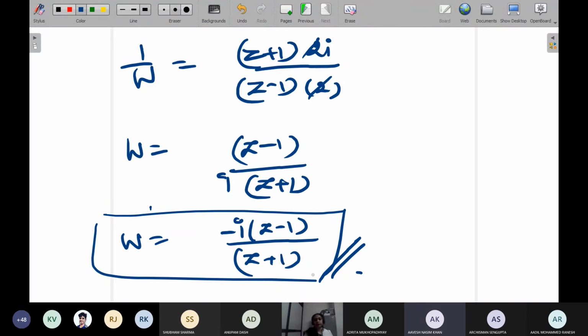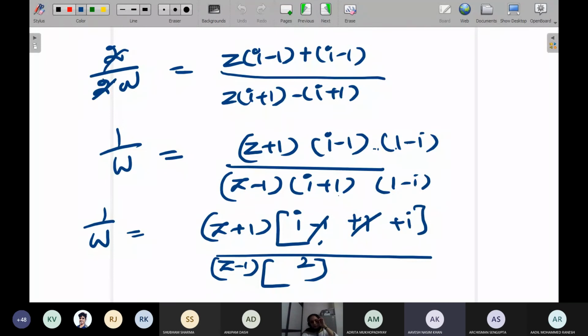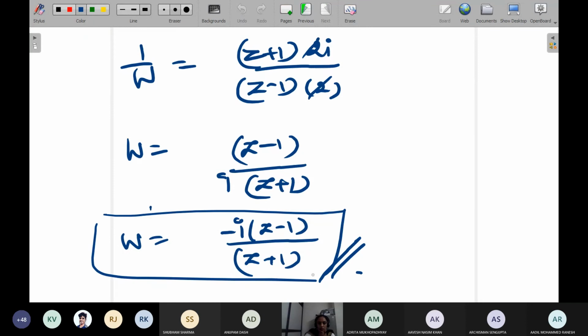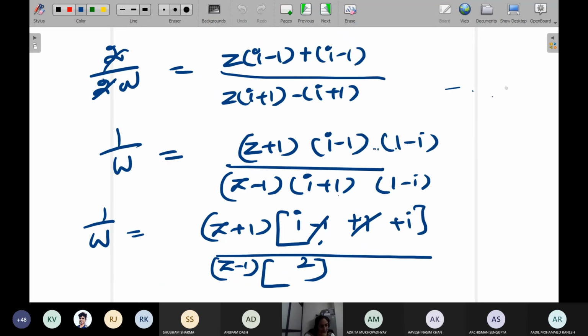Ma'am, could you go to the previous page once? Slowly you do. You have to bring the form w equals (az plus b) divided by (cz plus d). That's it. Well understood? I did it step by step.